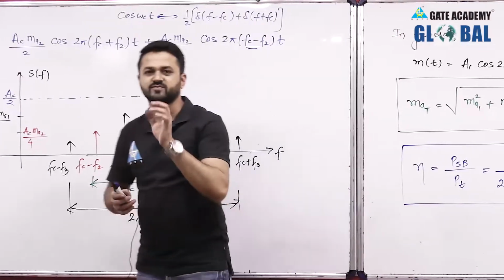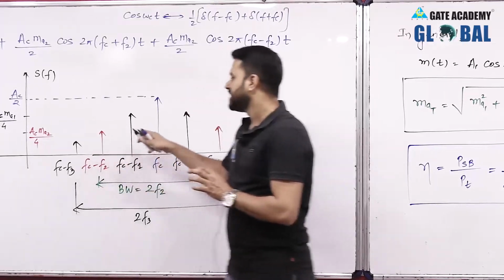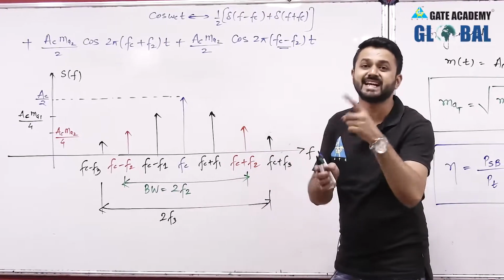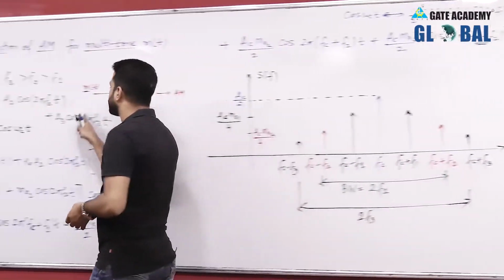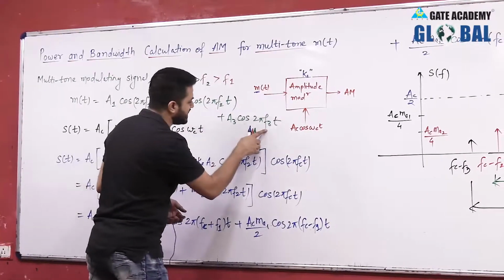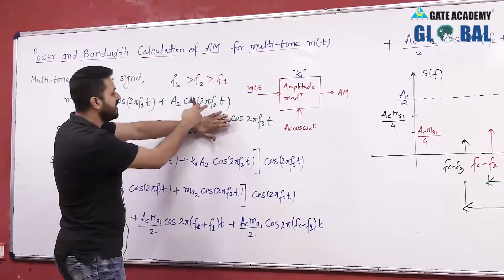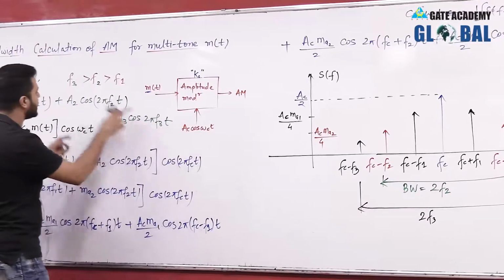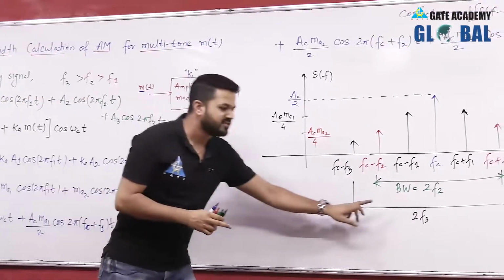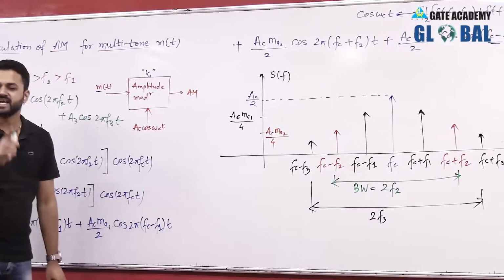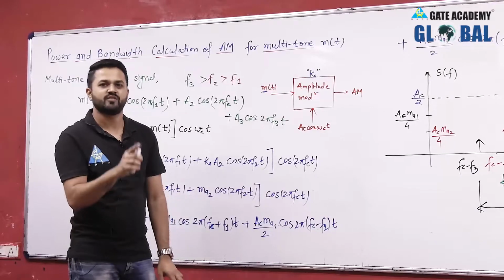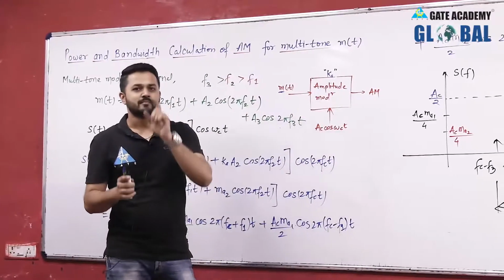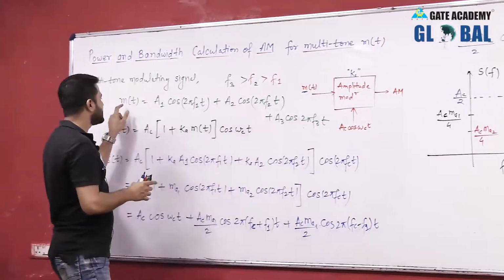So what we observe is that whatever the highest frequency is, the spectrum is extended up to that point, and the resultant bandwidth is 2 times that highest frequency component present in the message signal. The frequency components present in the message signal are f1, f2, f3. Previously the highest component was f2, so the bandwidth was 2 times f2. Now we have considered the third frequency component, f3 is highest, so the bandwidth is 2 times f3. In general, we can say that the bandwidth of an AM signal for a multitone modulating signal is twice the maximum frequency component present in m(t).